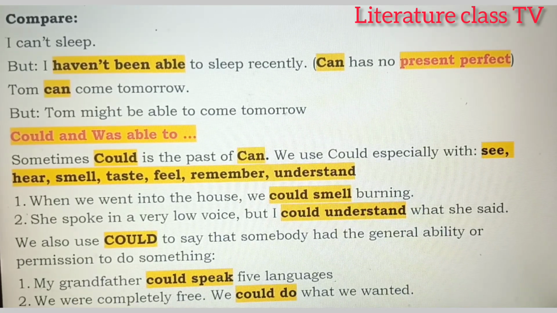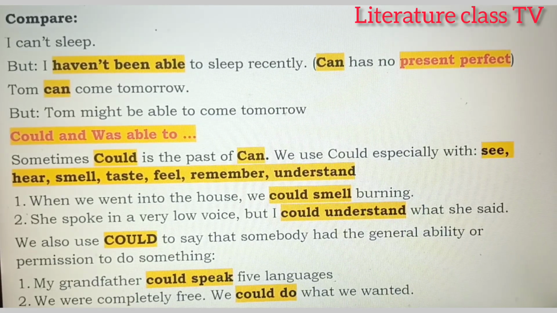Let's see the use of could and was able to. Sometimes could is the past of can. We know that.